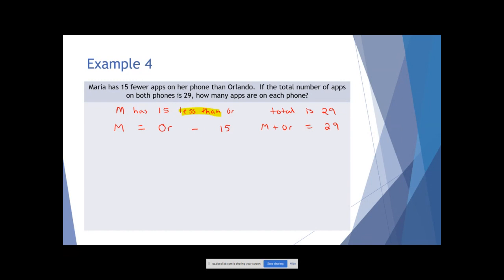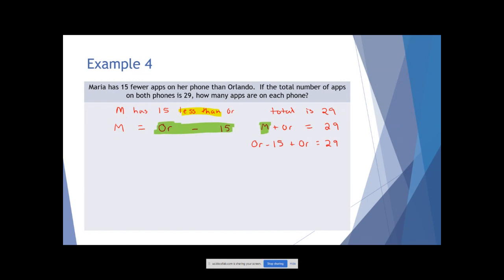Okay, and now it says how many apps are on each phone. So that's what we're trying to find. First, let's just take a look at what's going on here. I'm going to switch to green. I have Maria plus Orlando is 29, but I know that Maria is Orlando minus 15. So instead of having something with 2 variables, I can replace my M with Orlando minus 15. So I could write Orlando minus 15, and then plus Orlando equals 29.